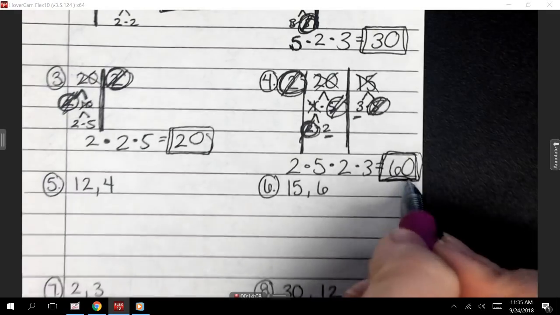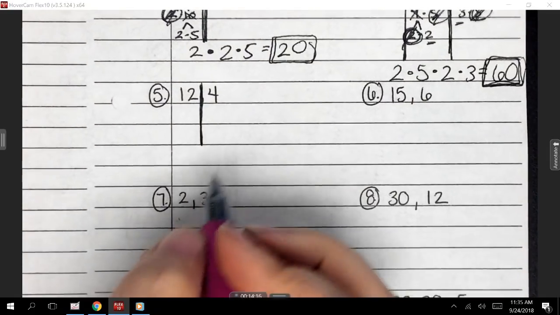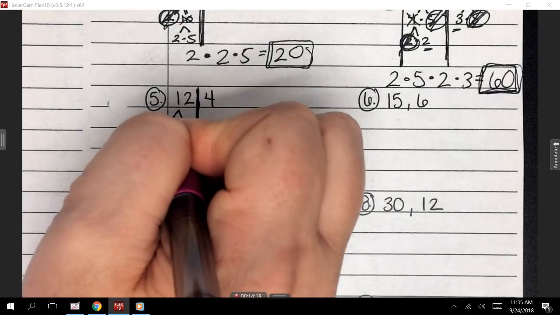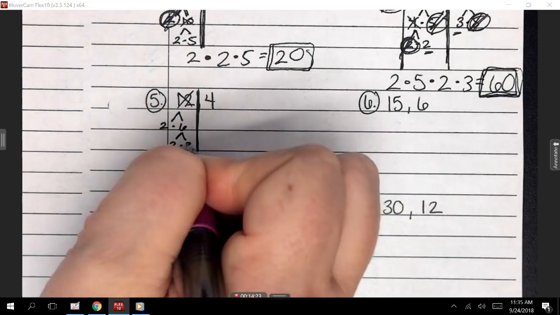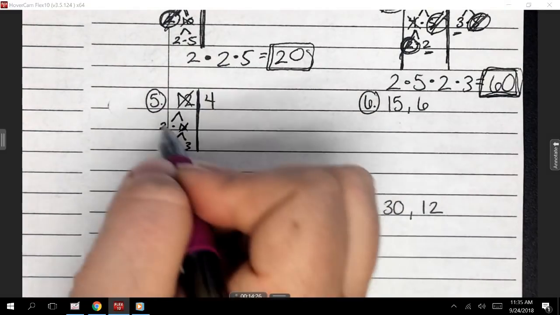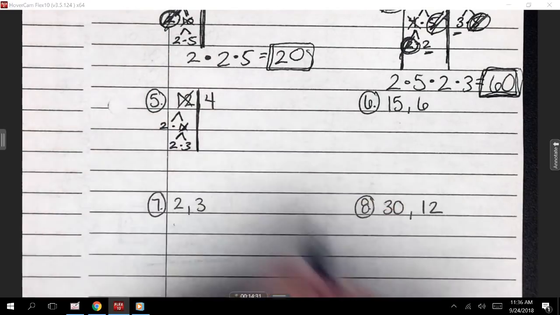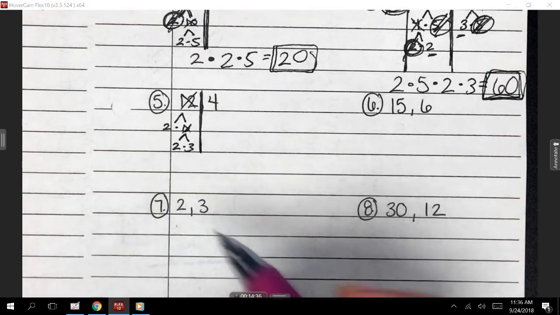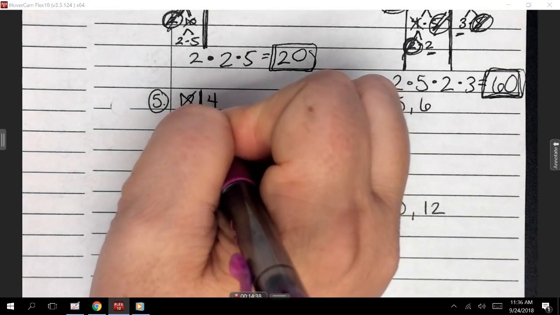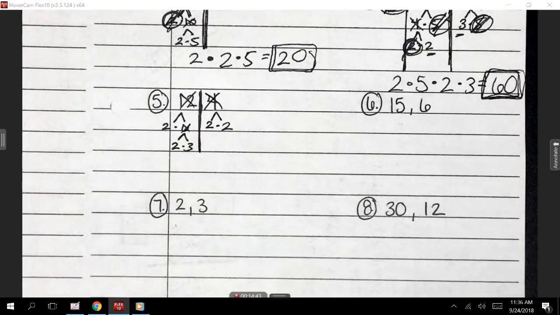Okay. All right, last one that we're going to look at together, number 5. So here we have 12, which will split 2 times 6. Mark out my 12. 6 will split into 2 times 3. Mark out my 6. 2 times 2 times 3. Oh, those are all prime. So I have a 2, a 2, and a 3. They're all prime. Let's split our 4. 4 will split into 2 times 2. Okay. And there's nothing else that I can do there.